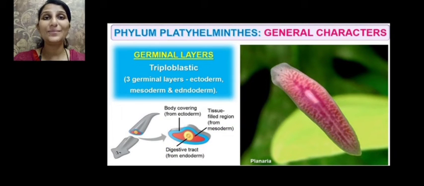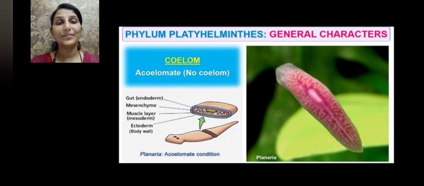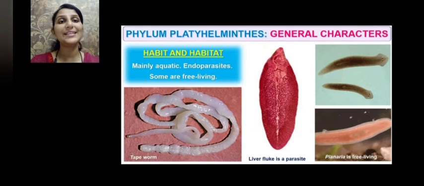And about the germ layers, they are triploblastic. What do you mean by triploblastic? They have three germ layers: the outer ectoderm, the middle mesoderm, and the inner endoderm. We can see the three germ layers arranged one after the other in this figure. Now, with regard to coelom, they lack a coelom, so they are called acoelomate. That is, they lack a cavity between the body wall and the gut wall. So, they are called acoelomate.